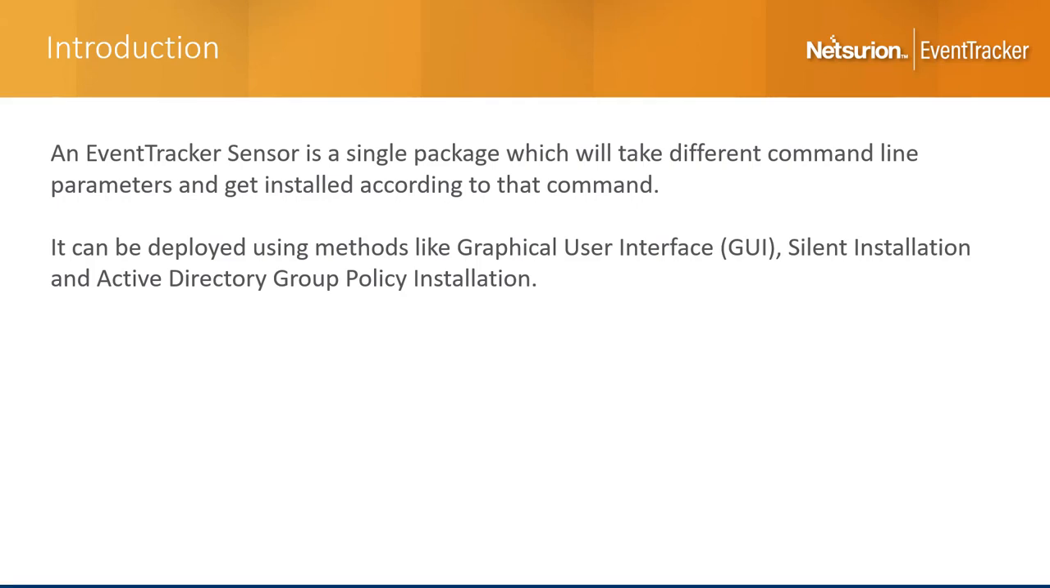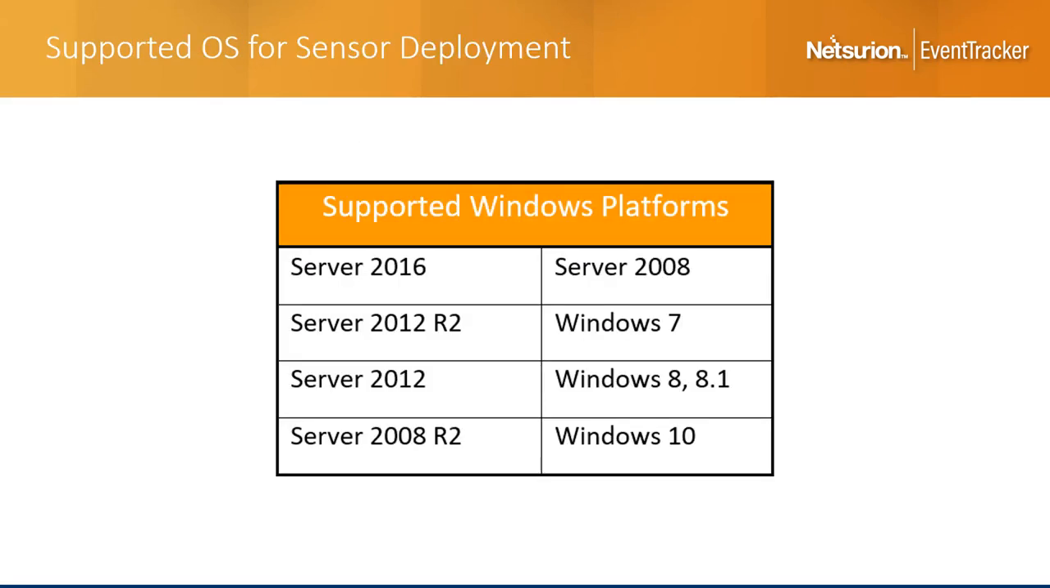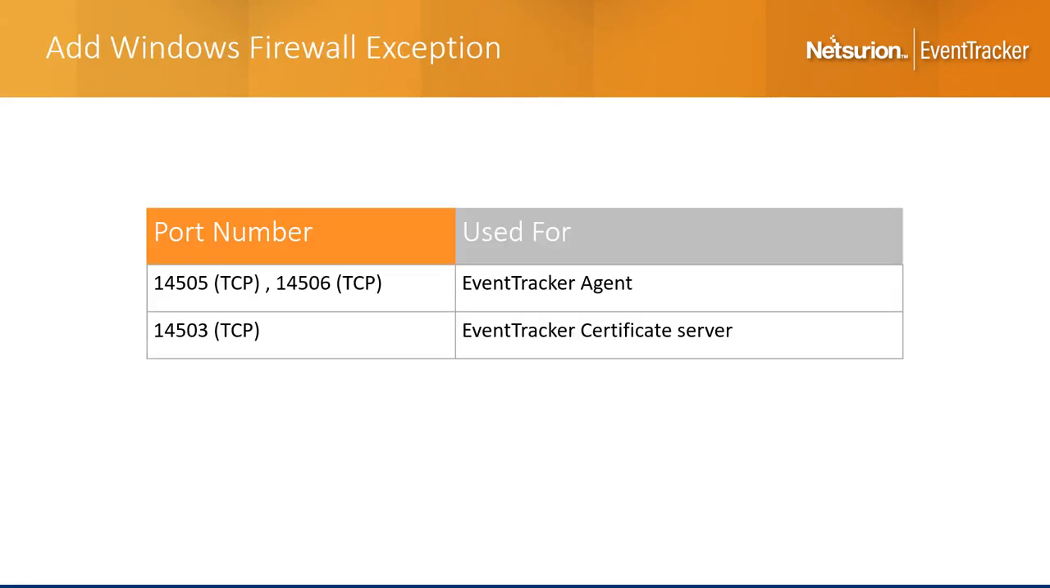MSI package. The EventTracker sensor or agent can be deployed using methods like graphical user interface, silent installation, and Active Directory group policy installation. The supported operating systems for the sensor deployment are listed on this screen. Before proceeding with the deployment, ensure that you add exceptions both inbound and outbound for the ports shown on this screen in the Windows firewall.